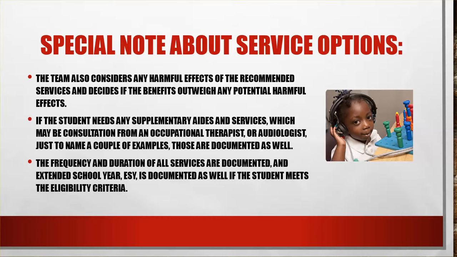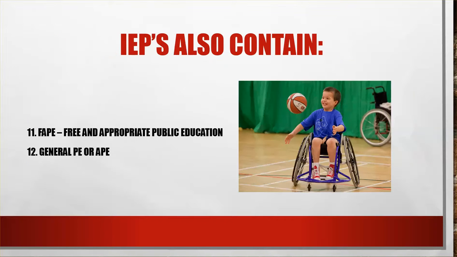The frequency and duration of all services are documented. An extended school year, or ESY, is documented as well if the student meets the eligibility criteria. Number 11, the offer of free and appropriate public education, or FAPE, is documented on the educational setting page. Number 12, in addition, whether or not the student participates in general education, physical education, or has specially designed PE, or others such as physical therapy is noted.